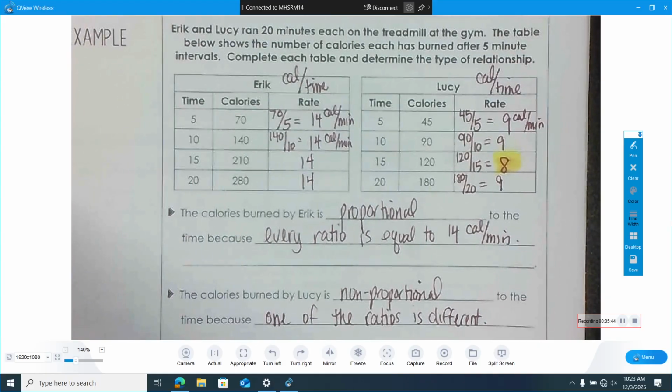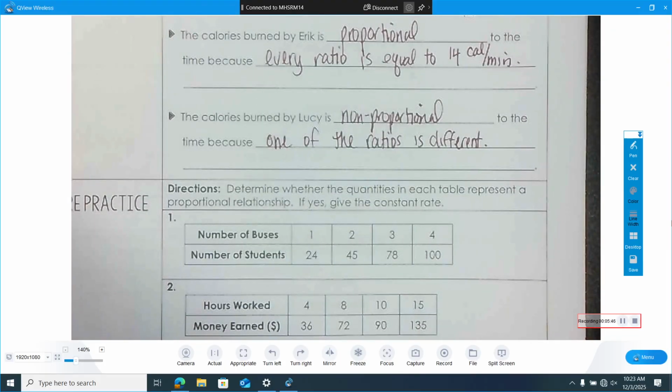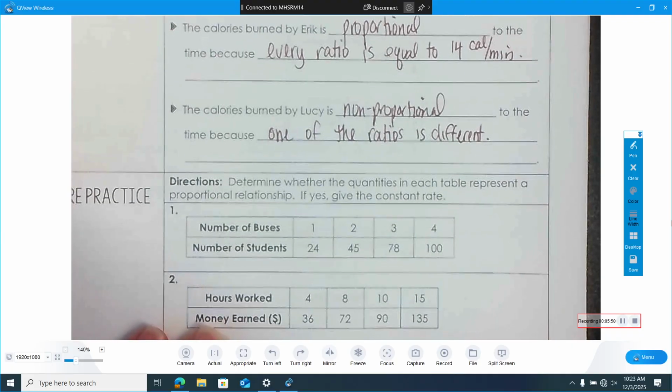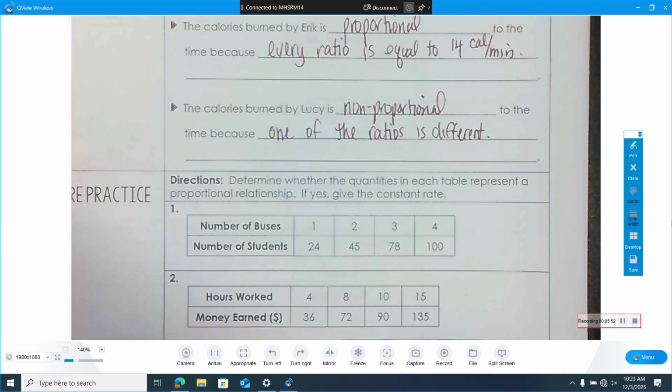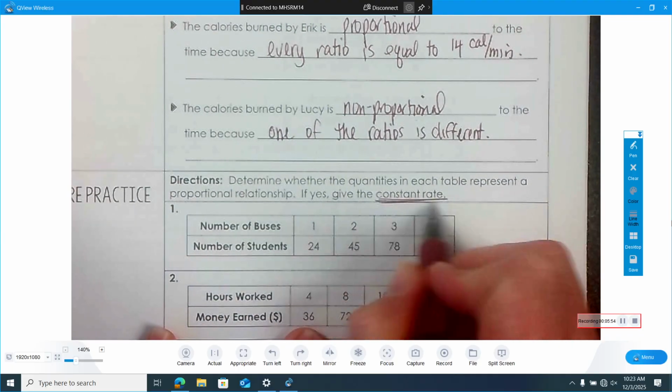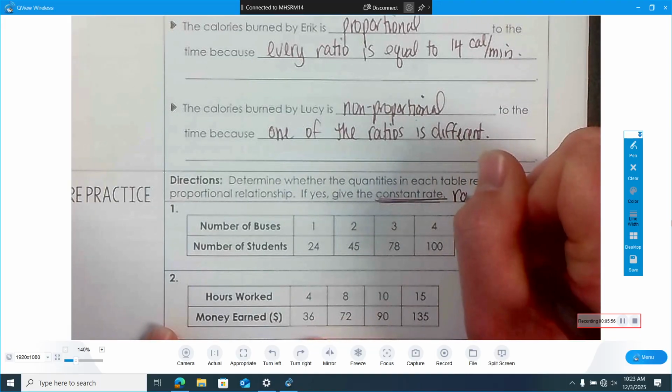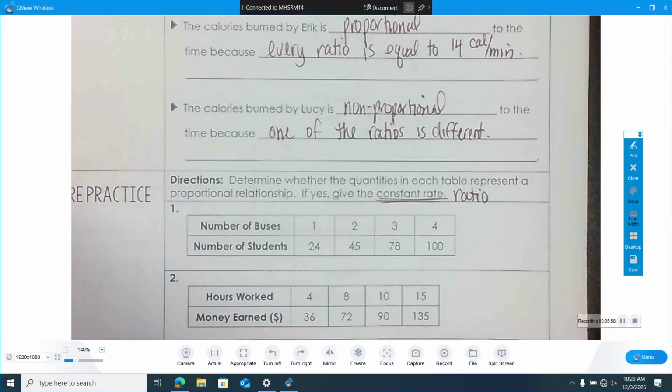Okay. All right. Let's look here. Determine whether the quantities in each table represent a proportional relationship. If yes, give the constant rate. The constant rate is that ratio that we're investigating. So whatever that ratio happens to be, they want to know it if it is proportional.